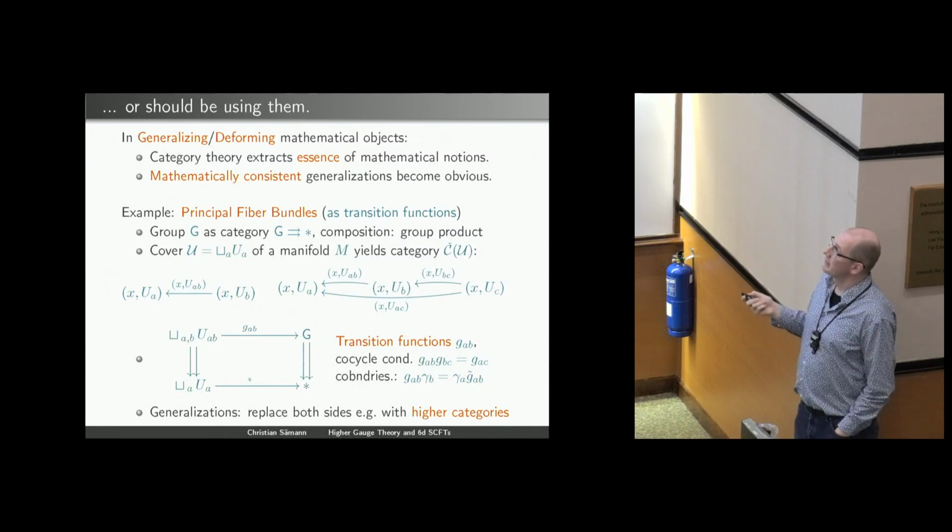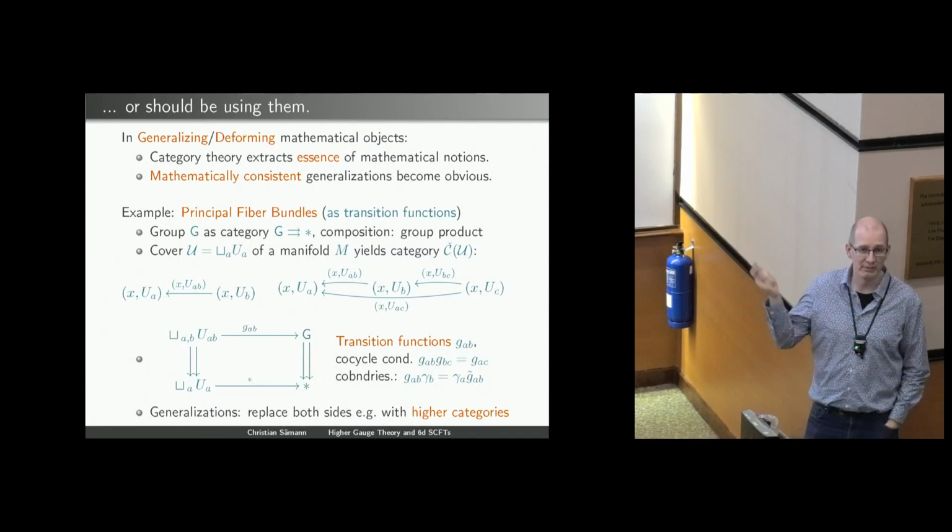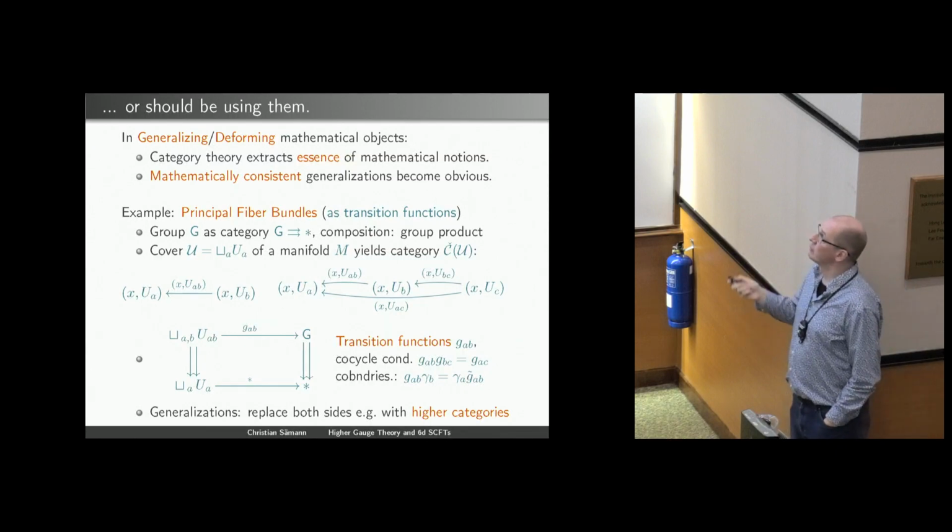Then we can choose a cover of our manifold. And this cover itself also yields a category, namely the following category. So objects are just the patches of the cover, right? And morphisms are just the intersections of these covers. So this is X on U_B, X on U_A, and the morphism between them is X on U_AB, right? And then you can compose them, you can even invert them. This actually forms a groupoid. But we do have a category, right?